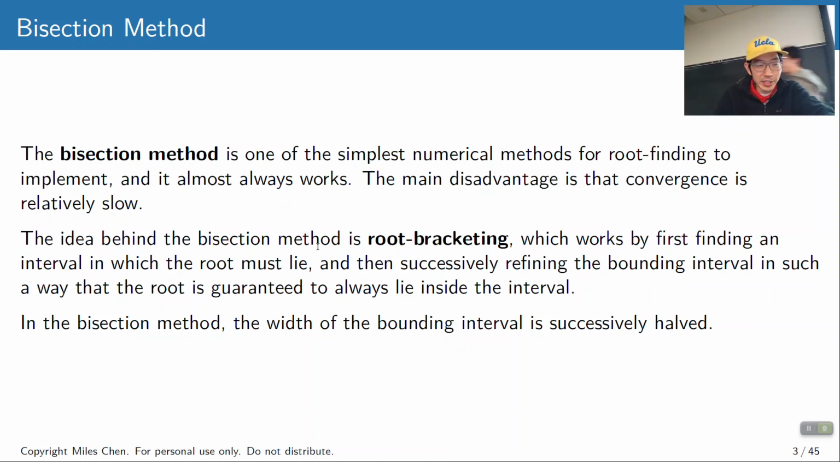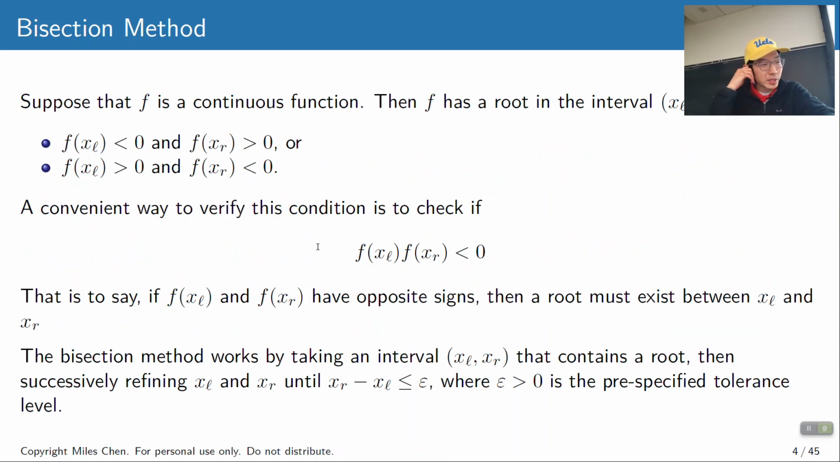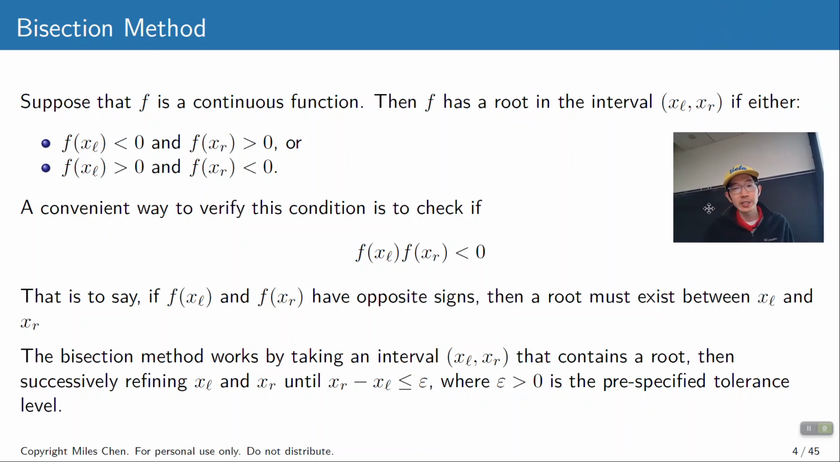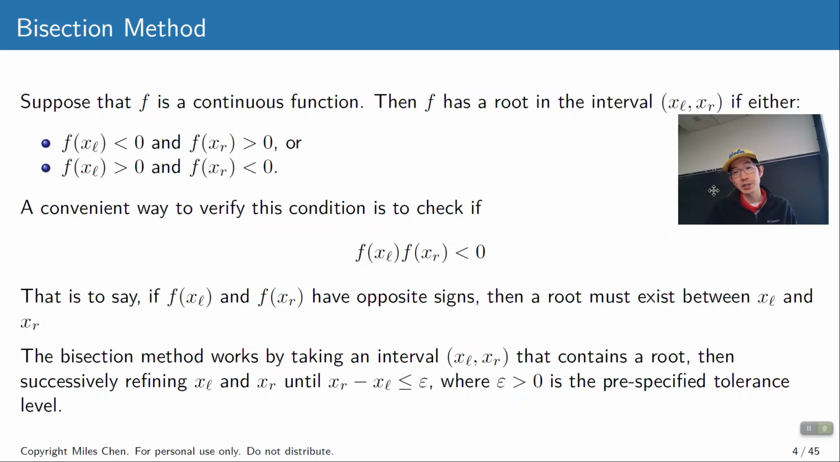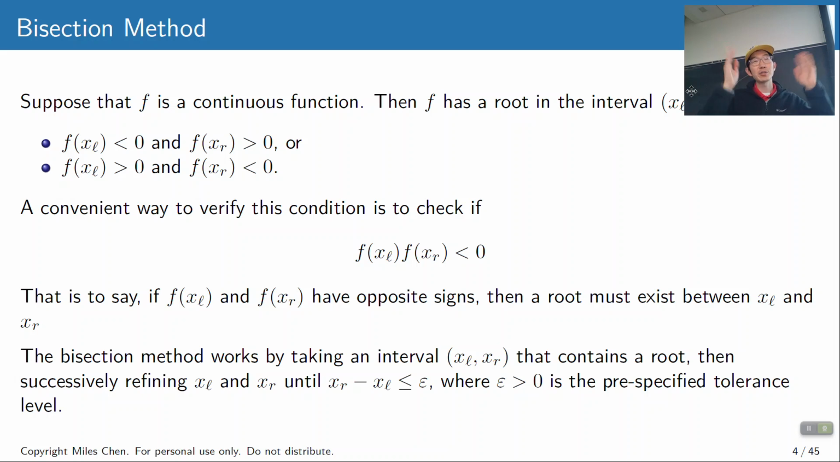Anyway, let's take a look at how bisection method works. We begin and say there's some continuous function, and we have an interval that goes from x on the left to x on the right, which I've called xl and xr. The two endpoints of the interval are xl and xr, and if one of those is positive and the other is negative, and the function's continuous, then the function has to cross the x-axis, and therefore there must be a root somewhere inside that interval.